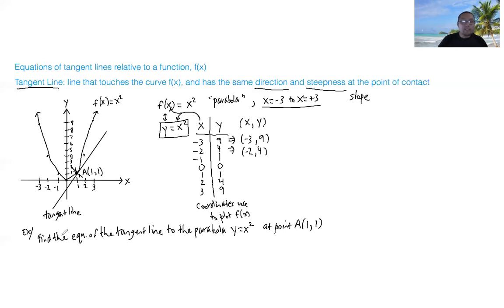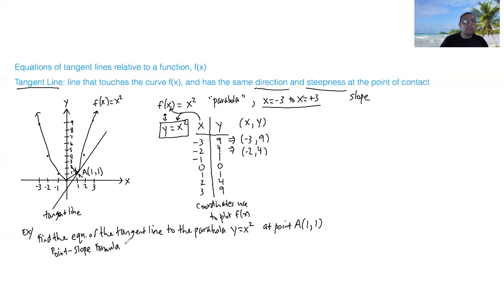So if I asked you to find the equation of this line at this contact point, one of the general formulas that we're going to use to do this is called the point slope formula. And this is going to be a common formula that you'll use.